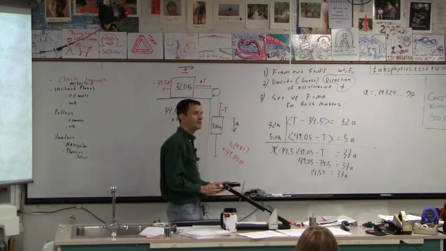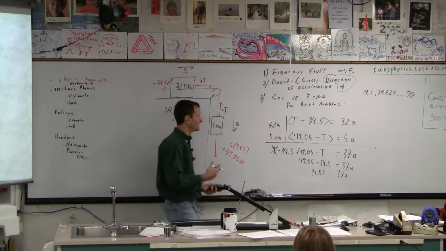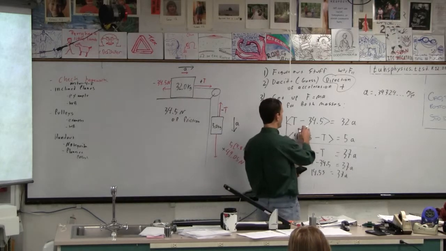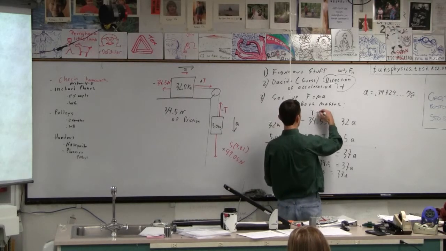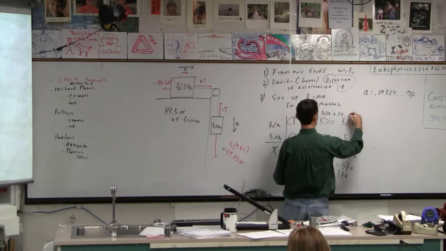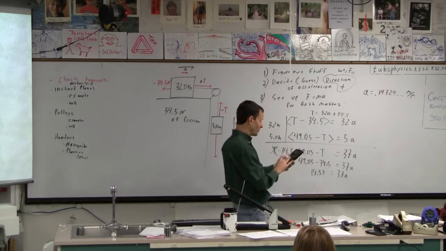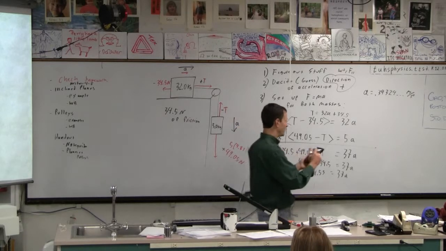Right, now how do we calculate our tension? Plug it back in, right? Okay, so I'm going to plug it back into this one. T on this one is going to be 32a plus 34.5. Is that right? And I stored that, by the way, in a variable called a on my calculator. So all I have to do is go 32 alpha a plus 34.5, and I get 47.08.